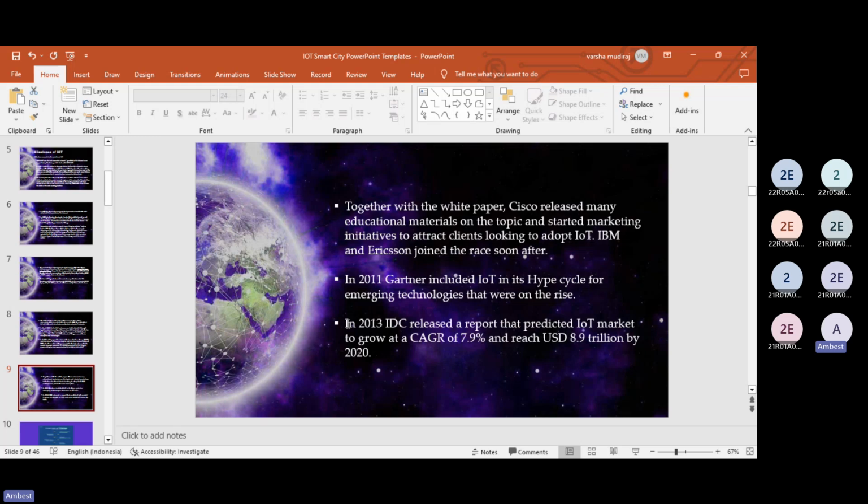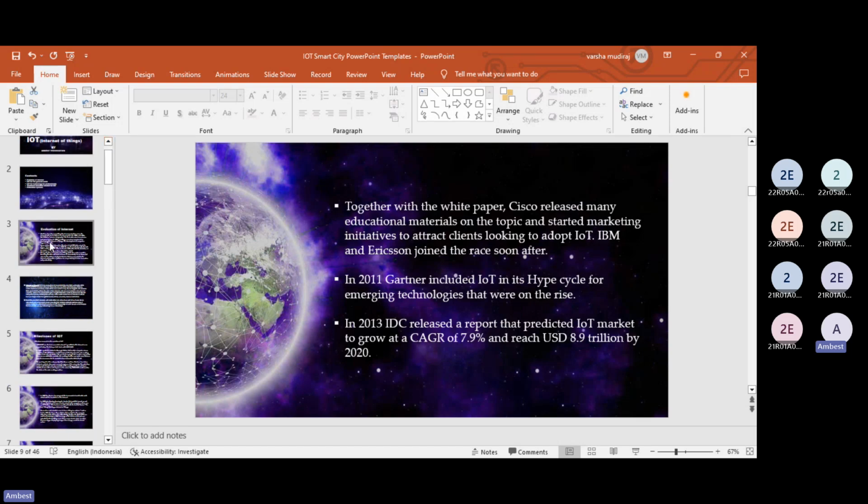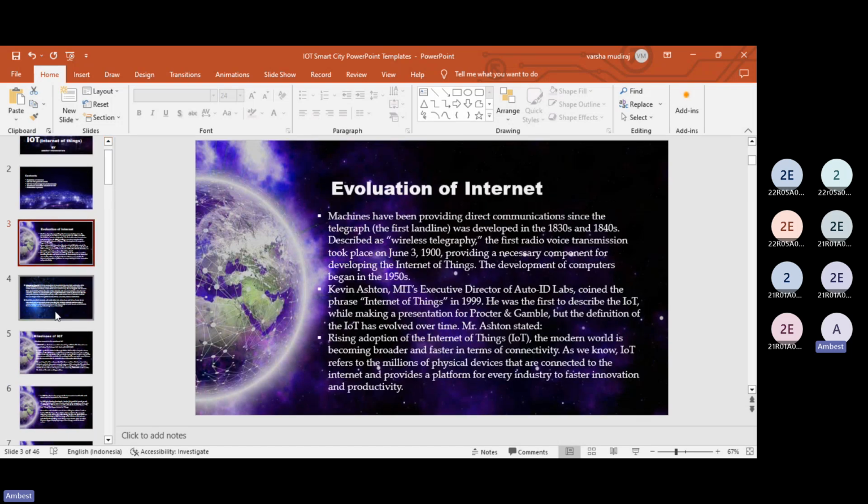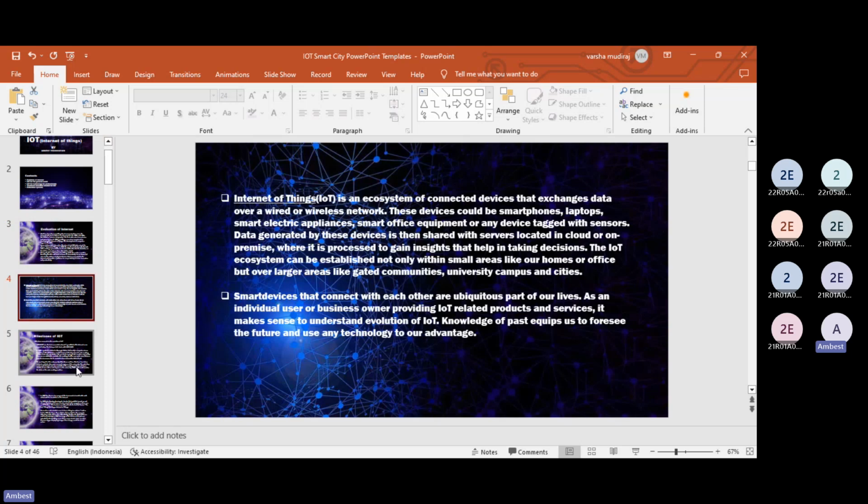So finally in 2013, they released a report predicting that the IoT market would grow at a CAGR of 7.9 percent to reach a value of USD 8.9 trillion by 2020. So like this, it has been implemented in a huge sector, and now let's see how the network is built. So this is all about the evolution of the internet. It may confuse you, but just go through it once and you will really understand very well.